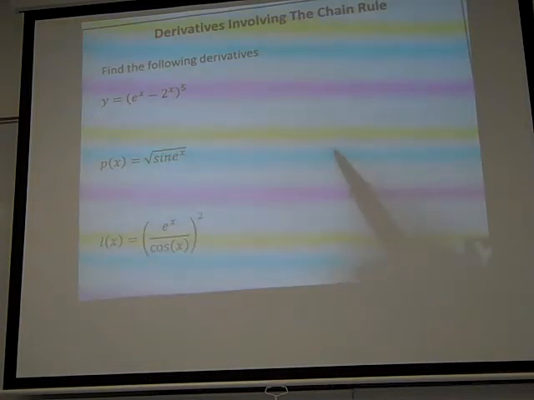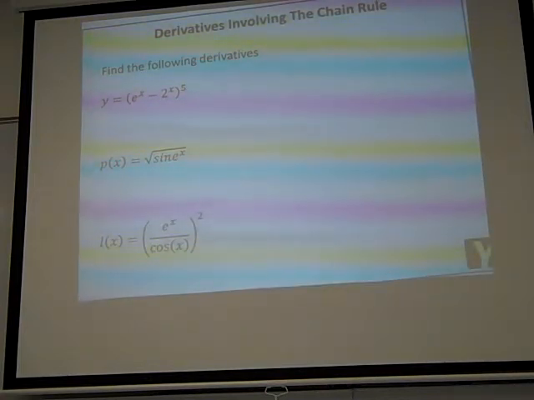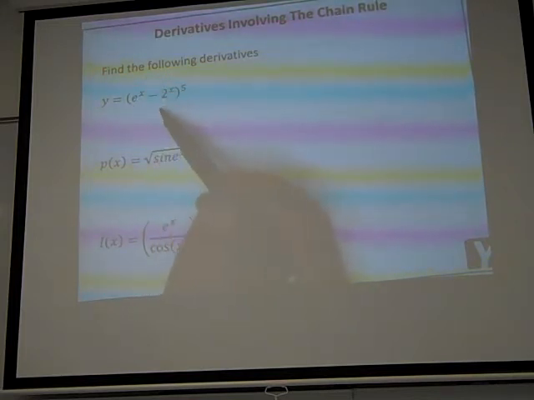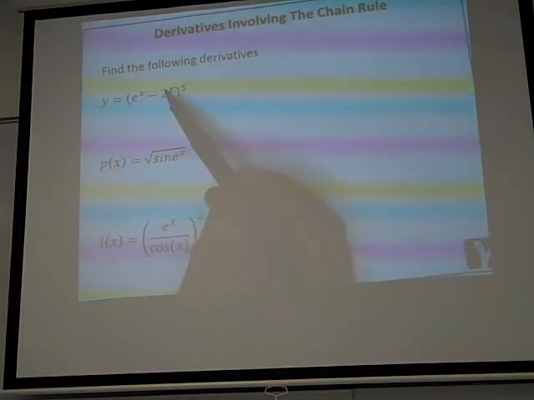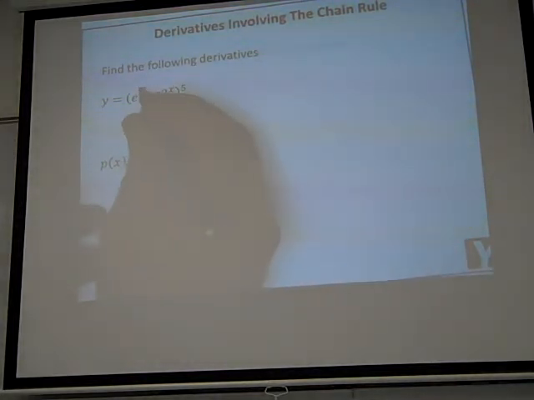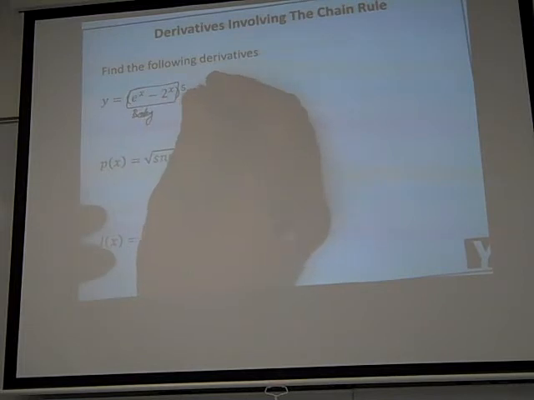We've got three derivatives here that we need to find. The first one, we have e to the x minus 2 to the x, the whole thing being raised to the fifth power. This is a perfect example of a function living inside of another function. So this is the baby, and the mama is x to the fifth power. Raising it to the fifth power is the mama.